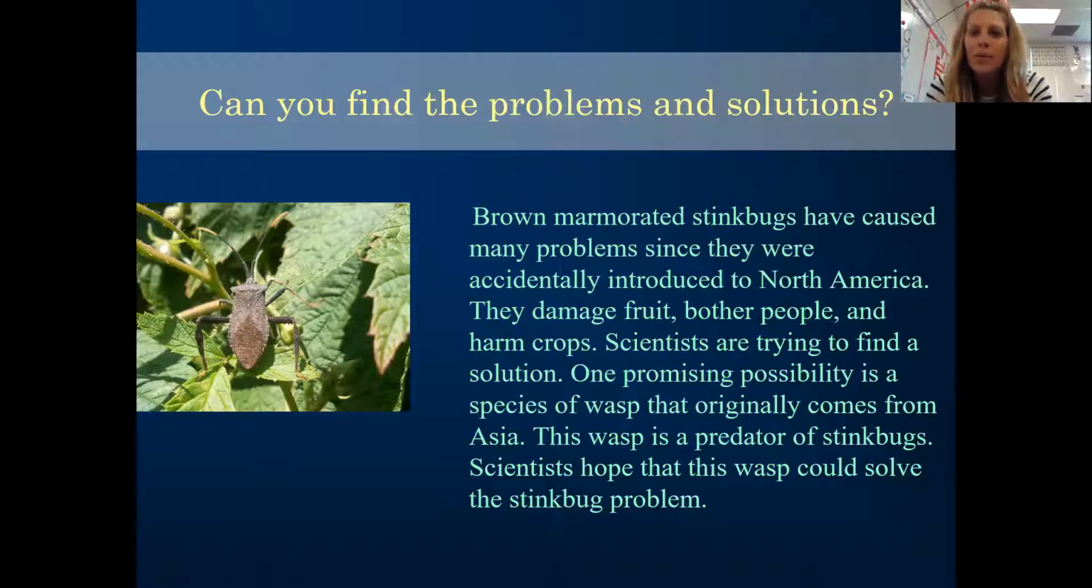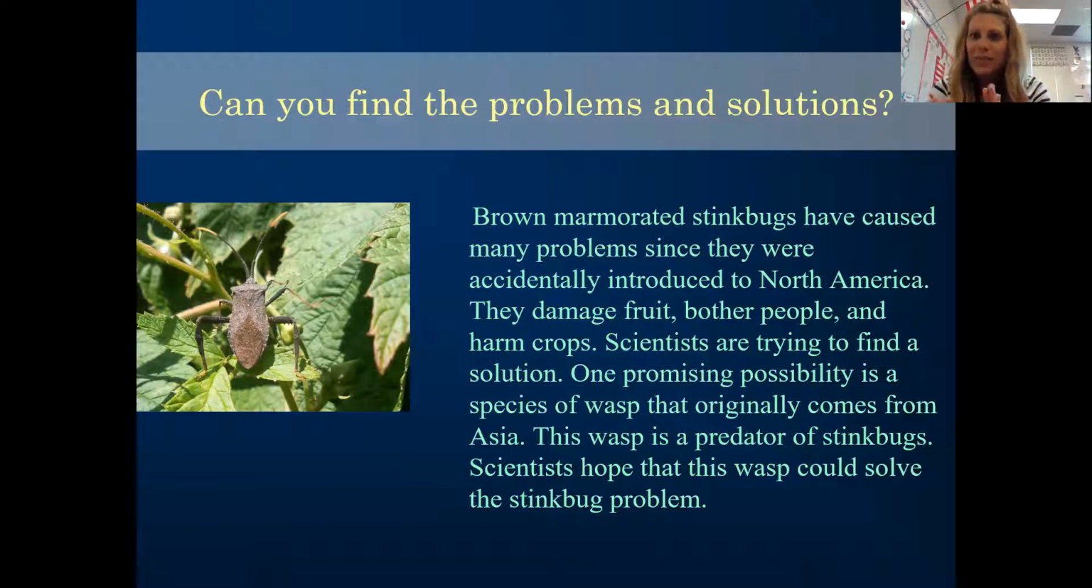Brown marmorated stink bugs have caused many problems since they were accidentally introduced to North America. They damage fruit, bother people, and harm crops. Scientists are trying to find a solution. One promising possibility is a species of wasps that originally comes from Asia. This wasp is a predator of stink bugs. Scientists hope that this wasp could solve the stink bug problem.